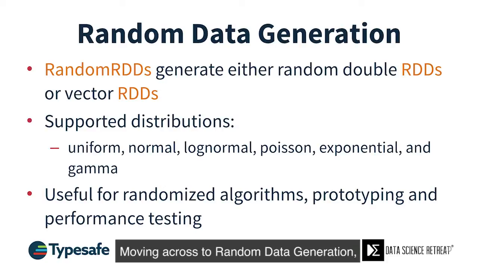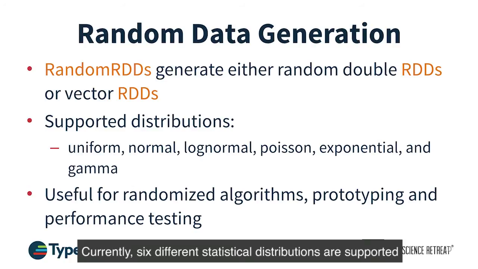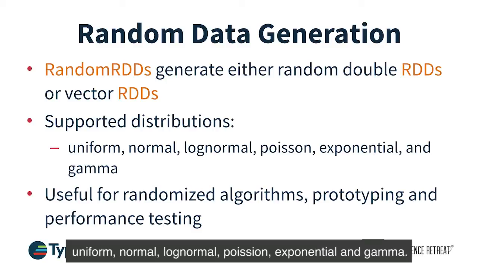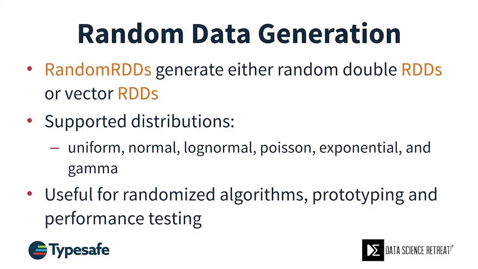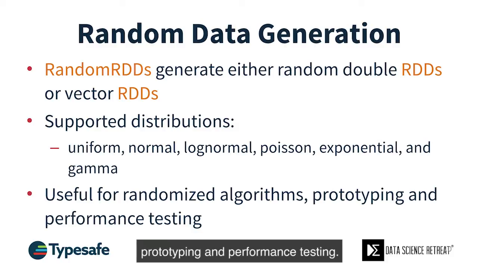Moving across to random data generation, Apache Spark provides random RDDs which can generate either random double RDDs or random vector RDDs. Currently, 6 different statistical distributions are supported: the uniform, normal, log normal, Poisson, exponential, and gamma. This capability is useful for randomized algorithms, prototyping, and performance testing.